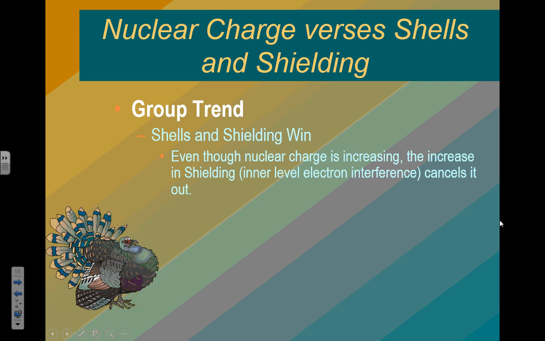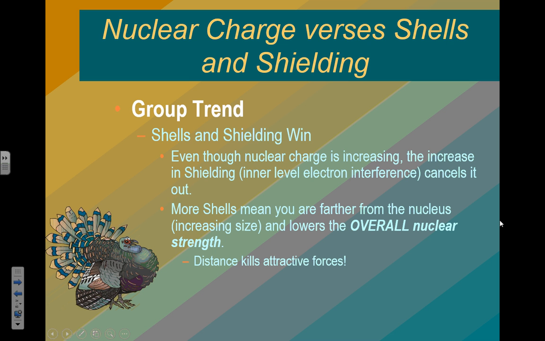So when we're going down, shielding and increased nuclear strength basically are a cancel out situation. And all we're really left with is the fact that we've got more shells. And what you need to understand is the consequence of that situation. So one, more shells means you're farther away from the nucleus. So if we're talking about atom size or ion size, as you go down, they're going to get larger because your valence level is farther from the nucleus. That means it's bigger.